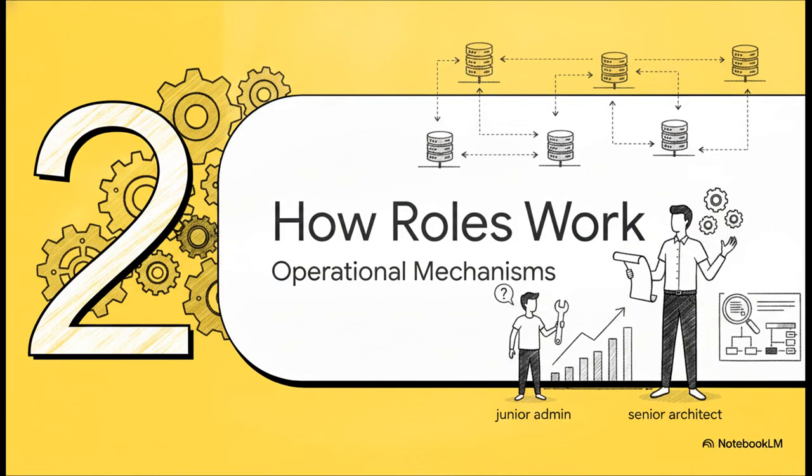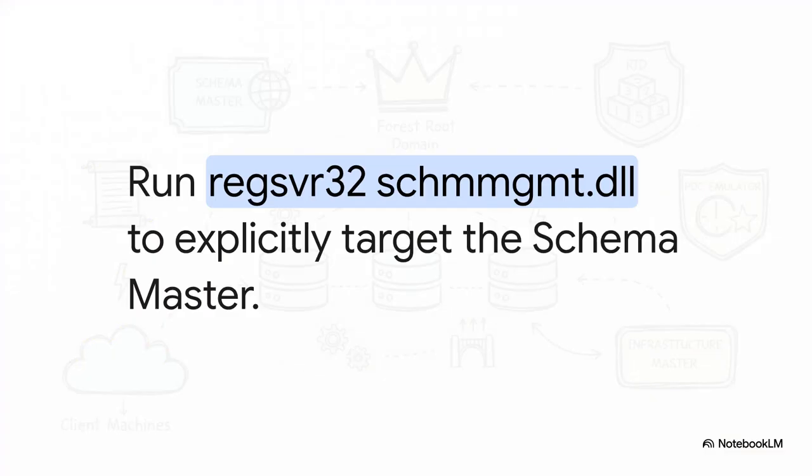All right, moving on to Part 2, FSMO role operational mechanisms. Let's see how this stuff actually works seamlessly in the background. So, when you need to make forest-level modifications, the system is incredibly strict. You literally have to explicitly register the schema snap-in using this specific regsvr32 command to target the Schema Master directly. If you try to write a schema change to any other domain controller, nope, that operation will instantly fail. The architecture essentially forces you to talk to the single master.